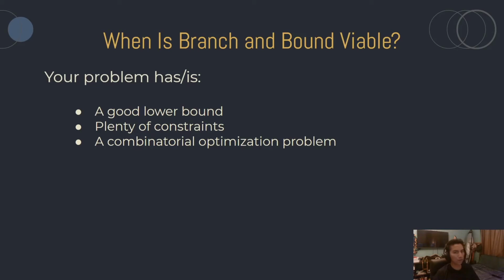But you might be wondering, when does it become viable? When is it a good idea to use this? We basically think it's down to 3 things. If you have a good lower bound, plenty of constraints, and your problem is a combinatorial optimization problem, then you could use branch and bound. But you gotta remember that depending on how good your lower bound is and how many constraints you have, it'll drastically improve performance or decrease performance, right? So if you have a really terrible lower bound, you probably shouldn't use this. If you have very few constraints, you probably shouldn't use this as well.